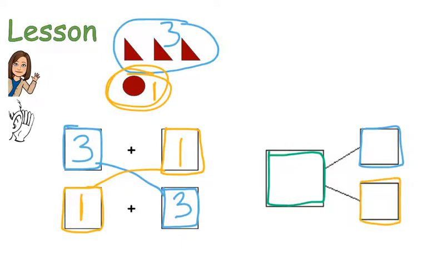Okay. So I know my blue part is the triangle. So that again is 1, 2, 3. 3. And then there's 1 circle. Now we're going to count how many are all together. Let's see. 3, 4.